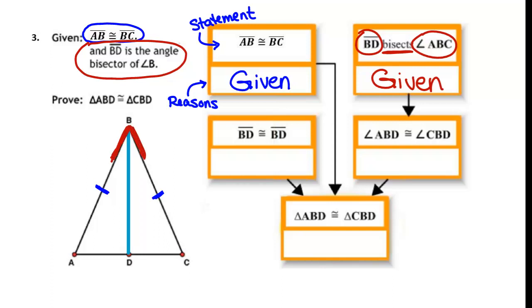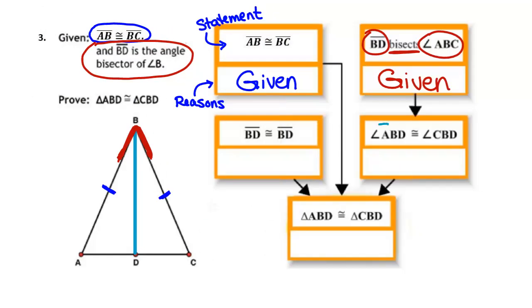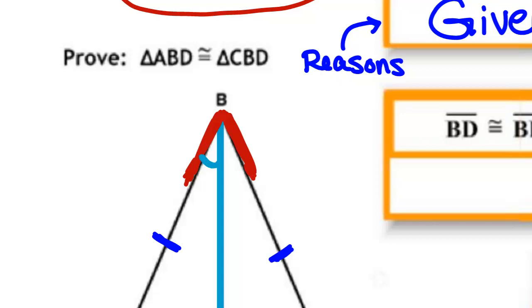What does it mean to bisect again? It means it cuts it exactly in half, right? If I'm cutting this angle exactly in half, what does that mean? What can I mark on here because I know it's cutting it exactly in half? What can I mark on the picture because it tells me that that segment is bisecting the angle? Yep. Angle ABD is congruent to angle CBD. That's what they have written for me in this box right here. This angle is congruent to this angle.